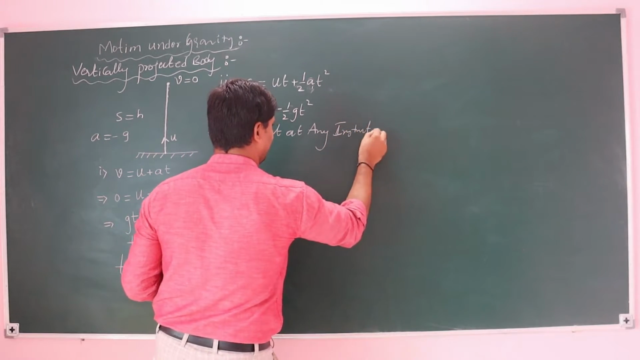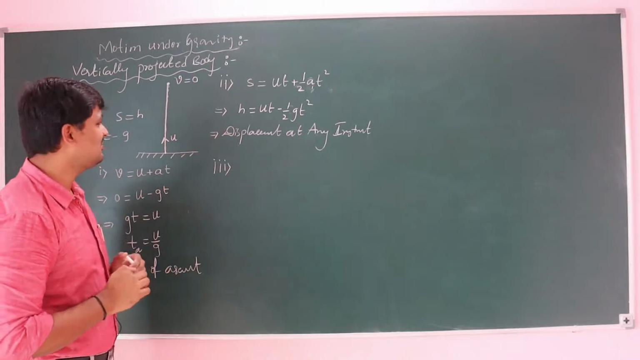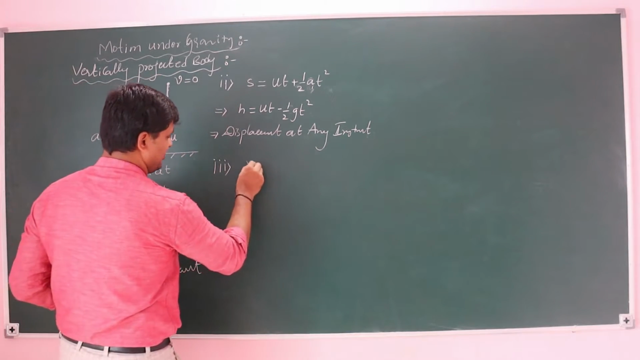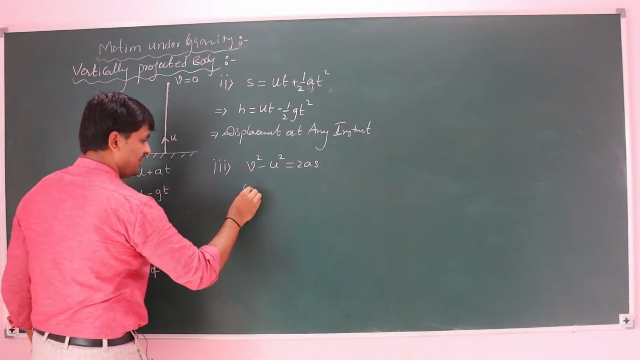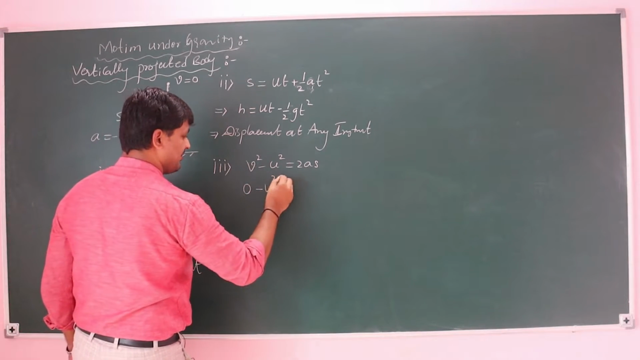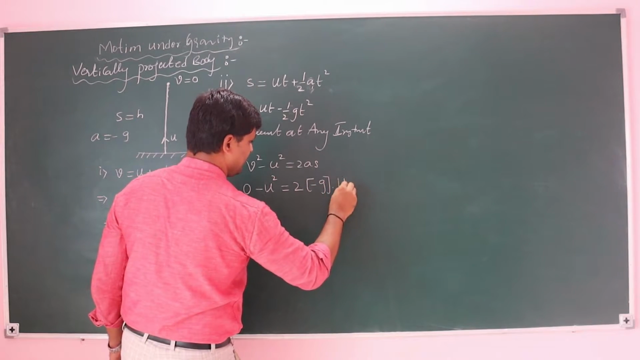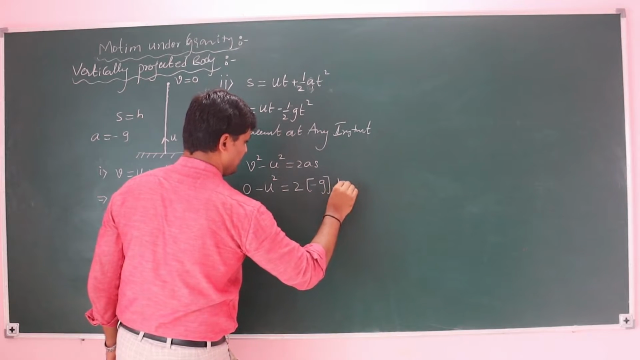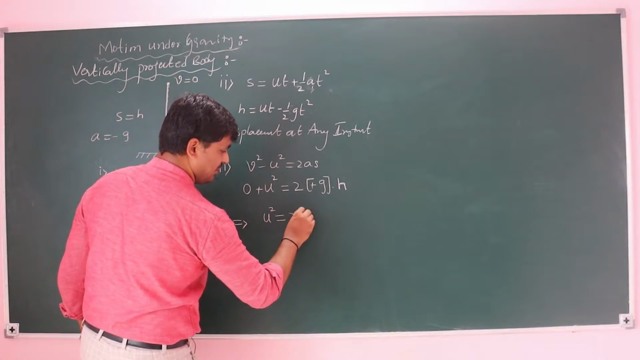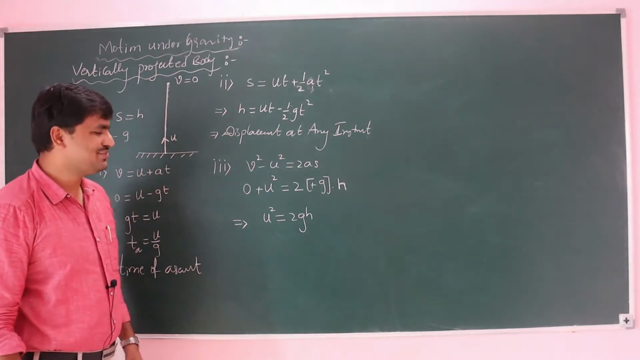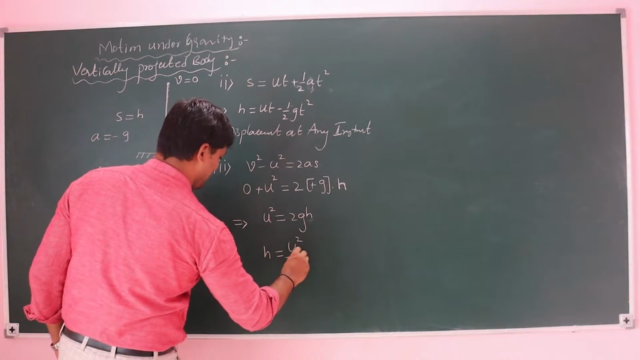Let's see the third expression. What is the third expression? We know that v square minus u square is equal to 2as. With v equal to 0: 0 minus u square is equal to 2 into minus g into the displacement it covers, h. Then minus minus gets cancelled, so u square is equal to 2gh. Then h is equal to u square upon 2g.